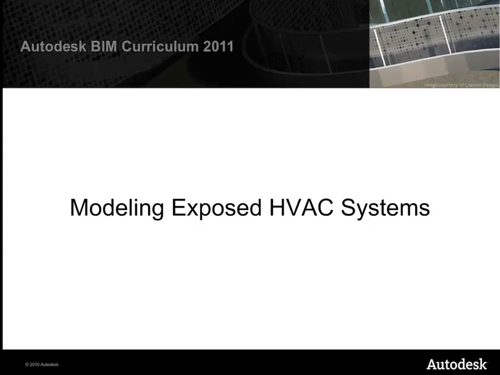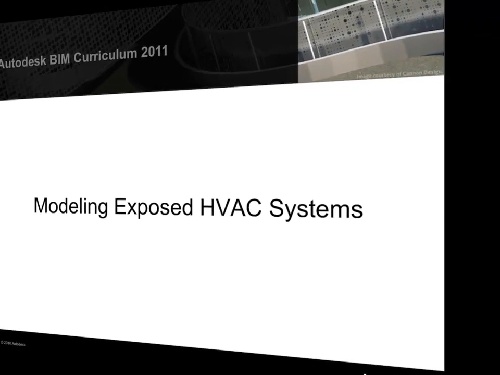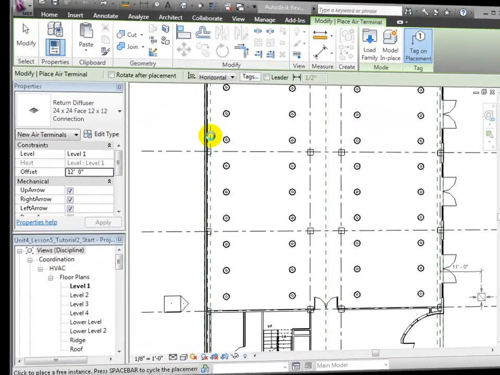We'll now model the return side of an exposed HVAC system to serve the retail space on level 1. We'll start by adding air handling units and air terminals, also called diffusers, to distribute the air. We've opened the level 1 ceiling plan and zoomed into the retail space.